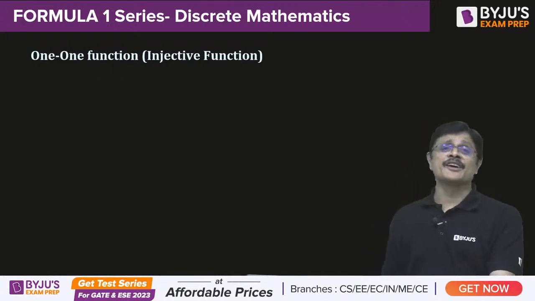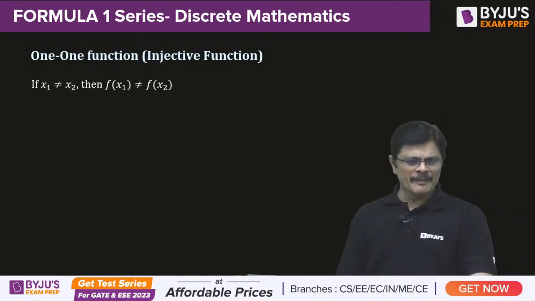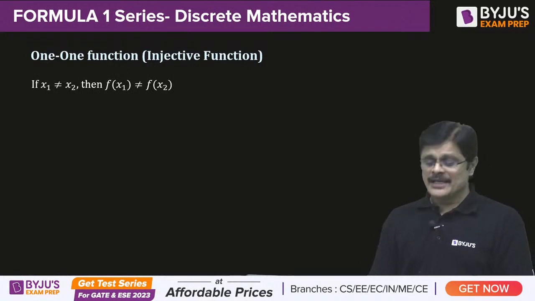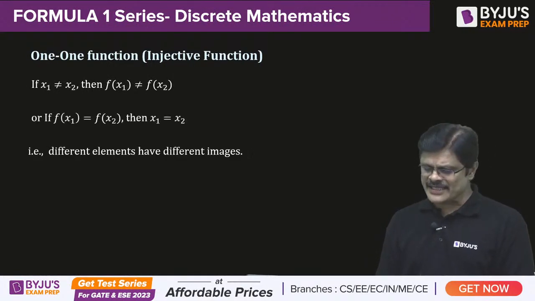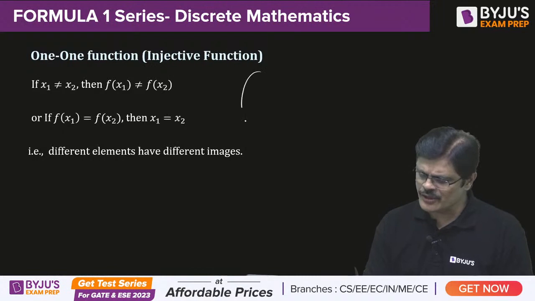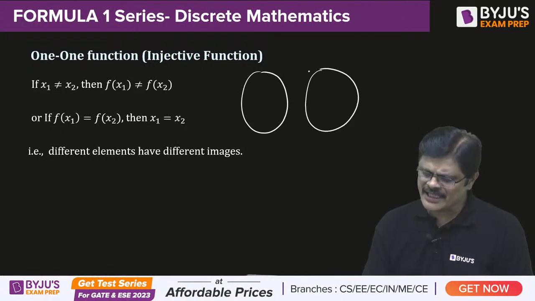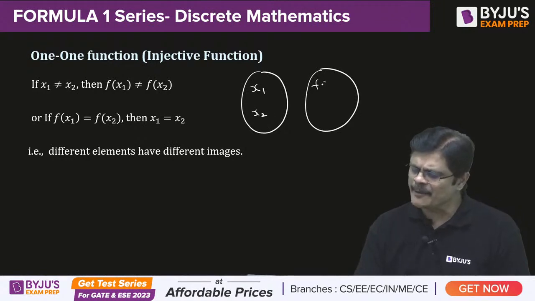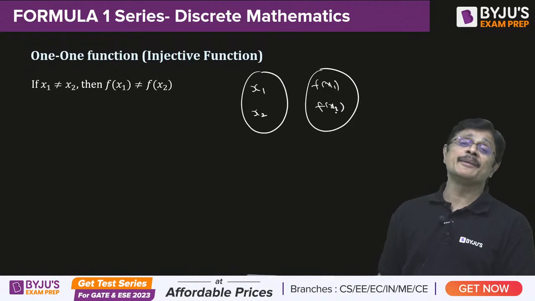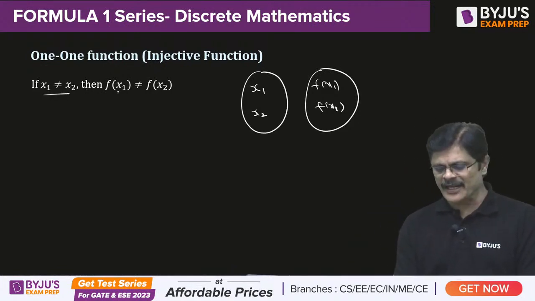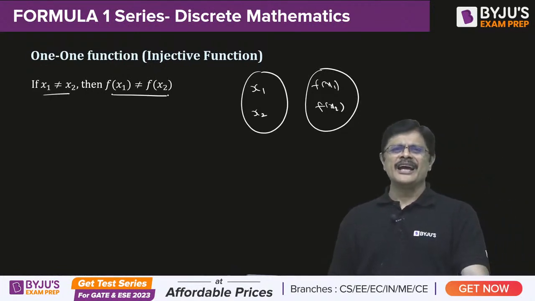Next comes one-one function or injective function. What do you mean by injective function, my dear friends? See, injective function says, okay, diagram is missing, so let me give you. If x1 and x2 are different, their images must be different.